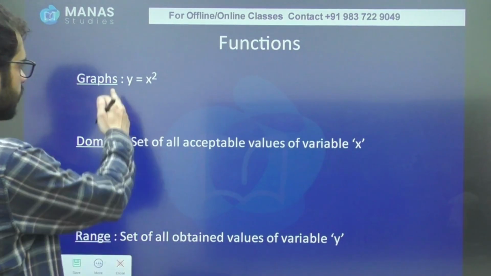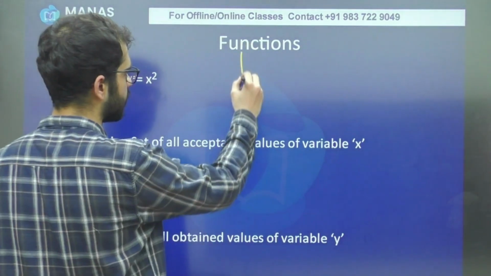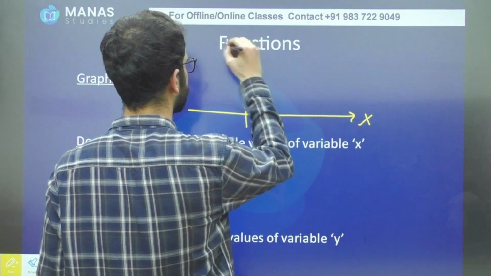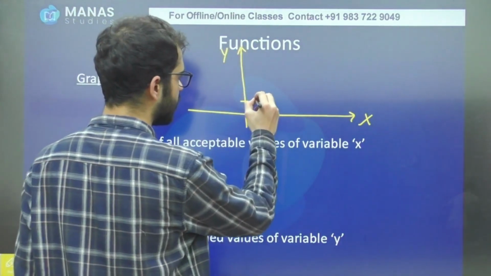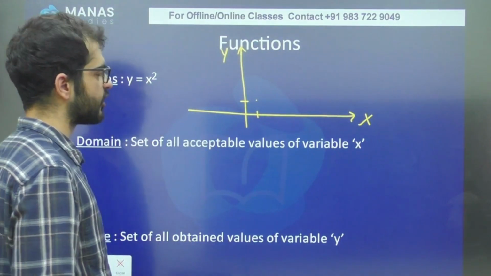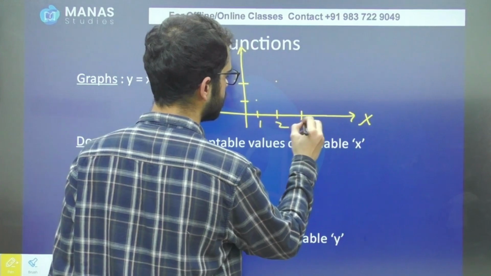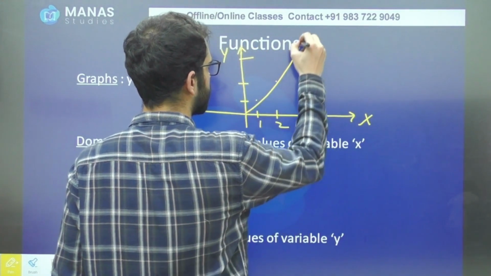Okay, let's begin. If I have to trace the graph which is y equals x square, let's take the coordinate axis. This will be the x axis, this is the y axis. If x is equal to 1, then y is also equal to 1. If x is equal to 2, then y will be 4. If x is equal to 3, then y will become 9. So the graph will look somewhat like this.